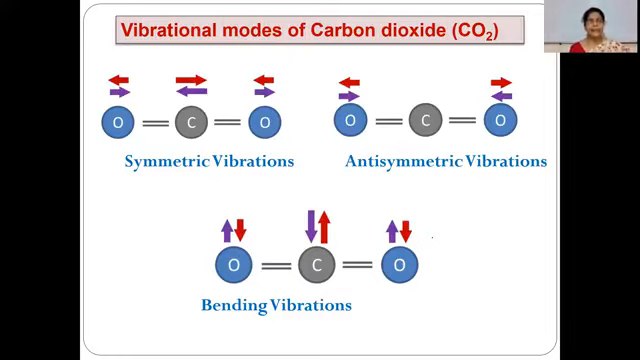Another is the antisymmetric vibration. Both the oxygen atoms move apart from the carbon or come closer to the carbon. This is antisymmetric vibration. And bending vibration, actually there are two bending vibrations, but the energy required for both the bending vibrations, out of the plane bending vibrations, are similar. That's why they are considered as one bending vibration or two degenerate vibrations.